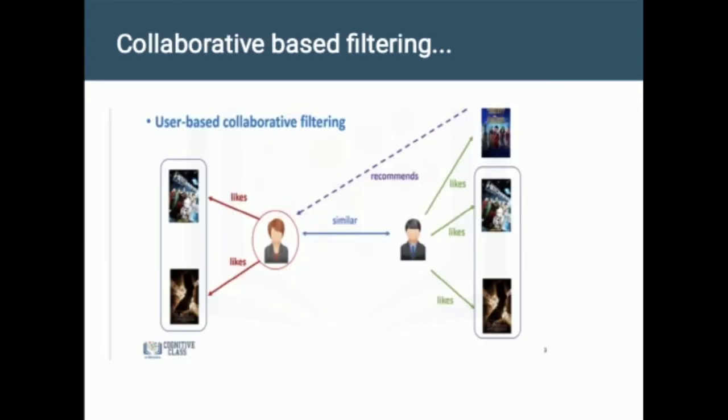So next is the content-based filtering recommendation system. I'll explain this with an example. Let us take two persons, person 1 and person 2. Let us consider person 1 watched two films of the horror genre, and similarly, person 2 has also watched the same two movies of the same genre.